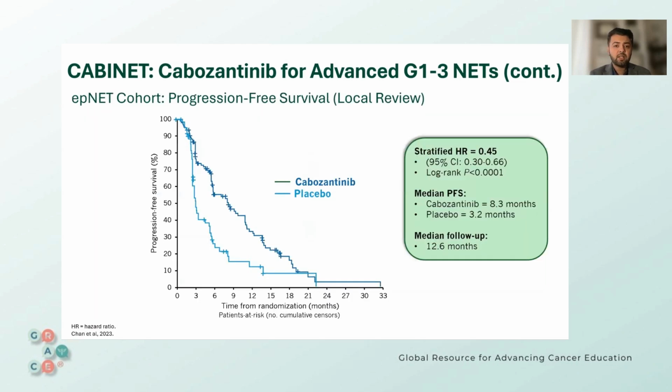And you can see, even though this was given as a median third-line therapy, the survival was really good compared to those receiving placebo, the control arm. Median progression-free survival was around 13.2 months compared to placebo at around 8.3 months. And the hazard ratio was around 0.45, which indicates a 50% reduction as well.